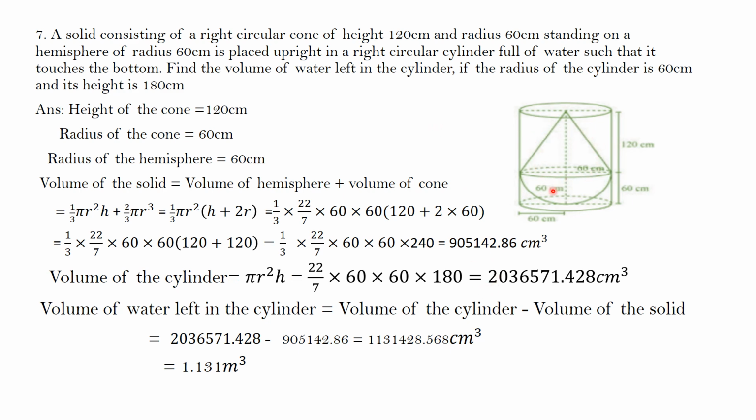To find volume of water left in the cylinder, we can say it will be volume of the cylinder minus volume of the solid, which is equal to 20,36,571.428 minus 9,05,142.86, which is equal to 11,31,428.568 centimeter cube. When we write it as meter cube, it will be 1.131 meter cube.